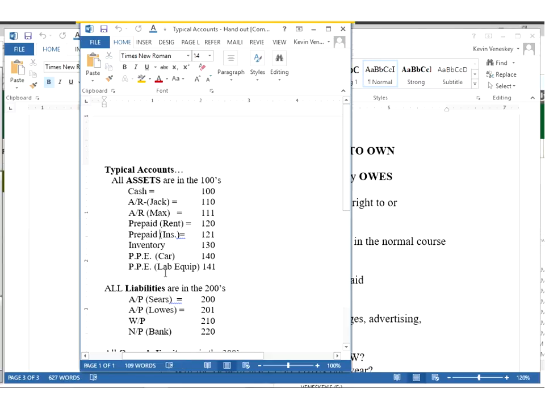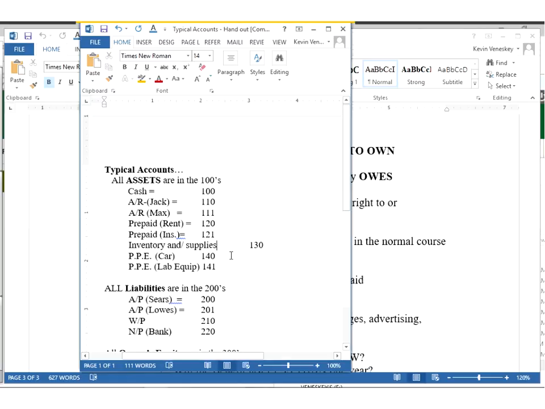Next, we have prepaid accounts. I'll talk more about this. I'm going to skip over this for now, and we'll come back to this once we look at the expenses, and I think it'll make more sense. Next down, we have inventory and/or supplies.